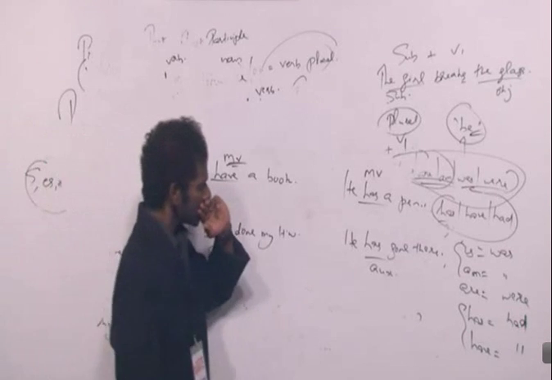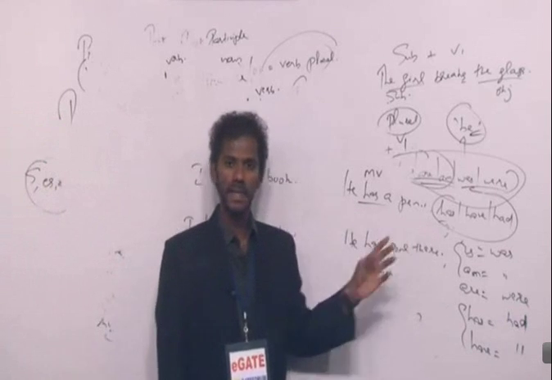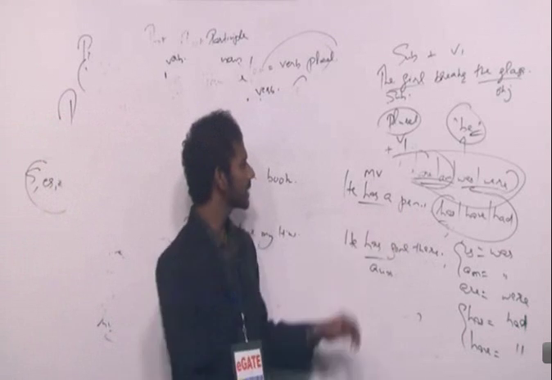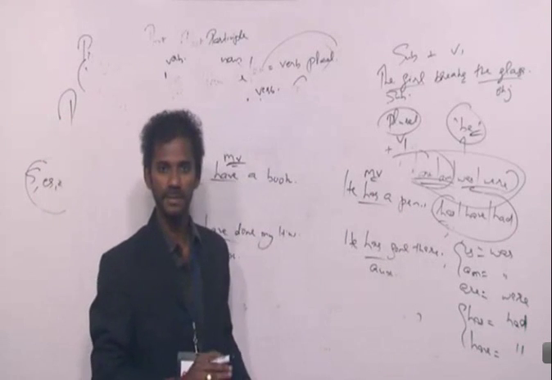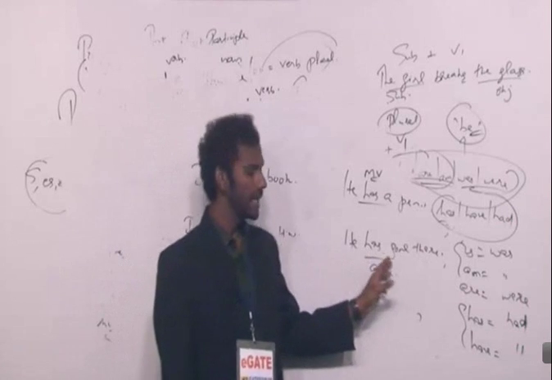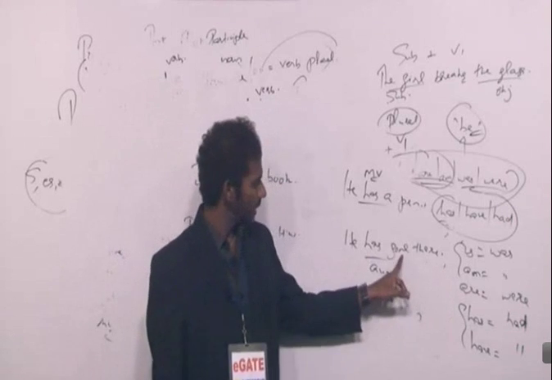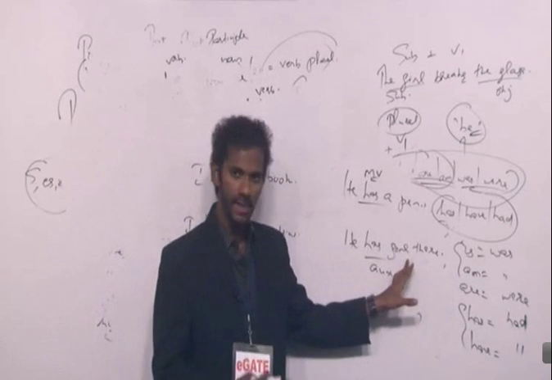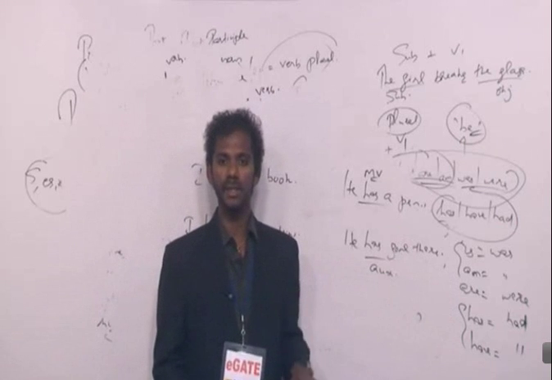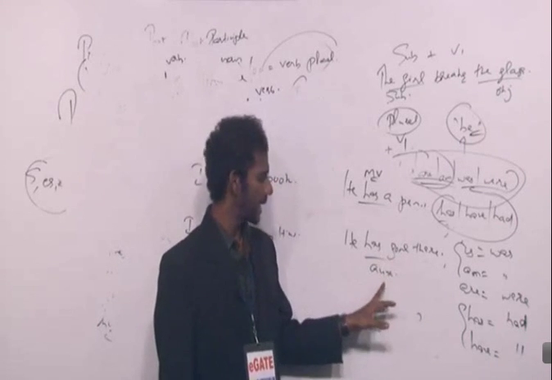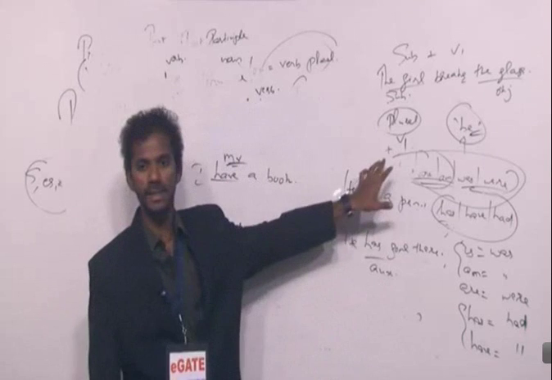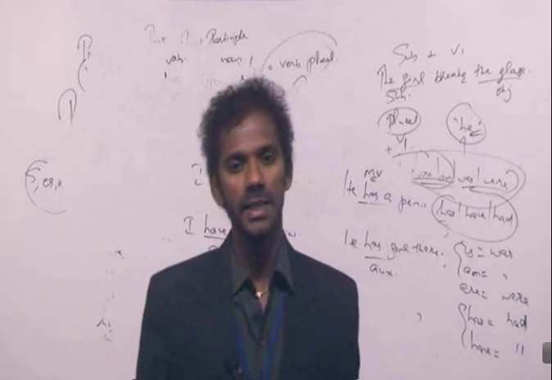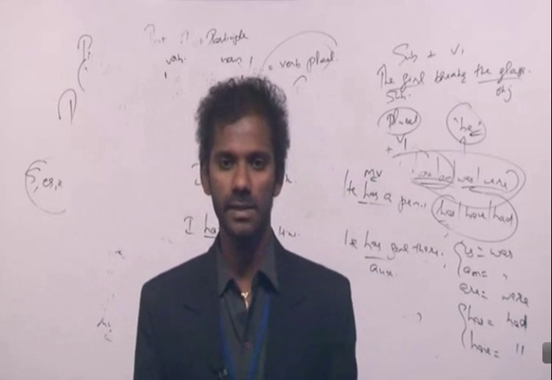Come to this sentence. He has a pen. Is there any main verb after has? No main verb. That means has is termed as the main verb. Clear? Come to the second sentence. He has gone there. In this sentence, do we have a main verb after has? Yes, we have. Gone is a main verb. If there is a main verb after has, have, or had, then they are termed as auxiliary verbs. So in this sentence, has is an auxiliary verb, whereas in the other sentence, has is a main verb. That is how we can identify whether has, have, and had are main verbs or auxiliary verbs.